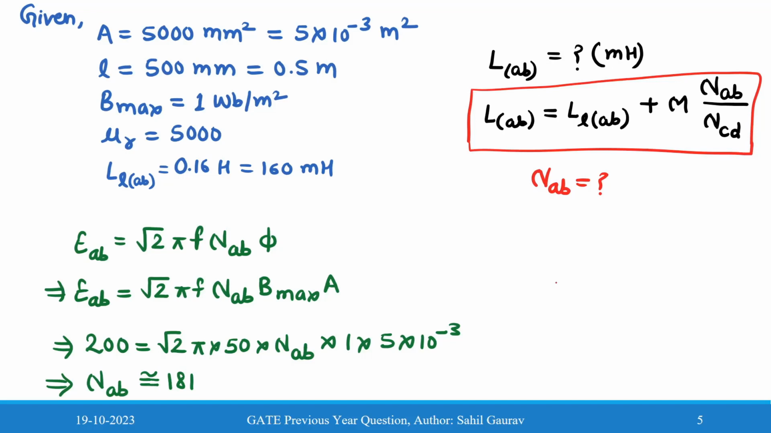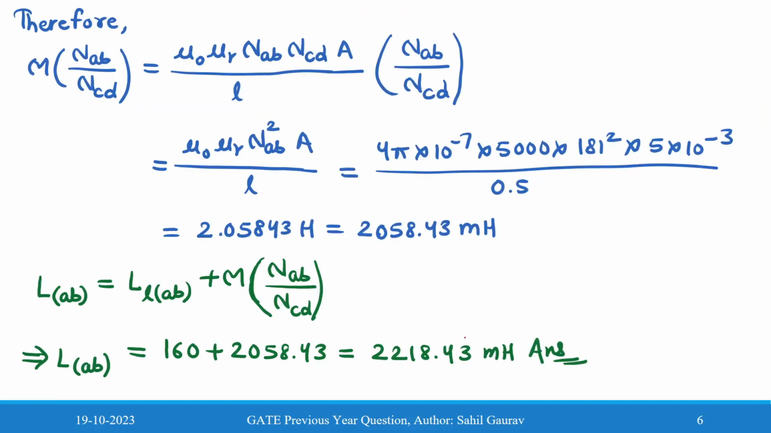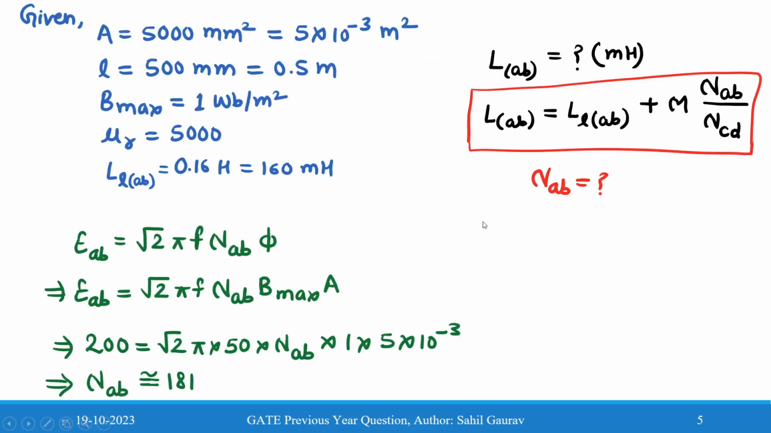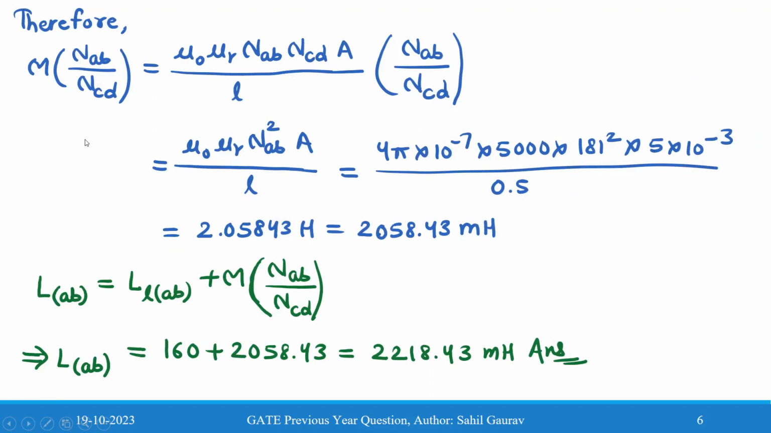Now we will find the second expression, that is the mutual inductance with respect to winding AB. Therefore, substituting all these values, you will get mu naught mu r N square A divided by L. Mu naught is 4 pi into 10 to the power minus 7. Mu r is 5000. The number of turns is 181 whole square, and A is 5 into 10 to the power minus 3 meter square. L is 0.5 meter. So you will get the mutual inductance referred to winding AB as 2058.43 millihenry.